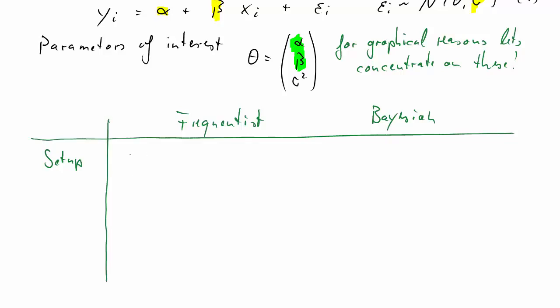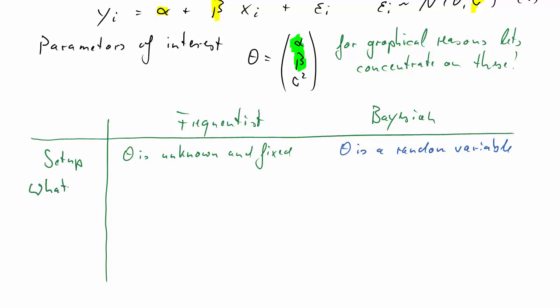Firstly the setup, and that's very important. A frequentist would basically say, all right, I'm interested in that theta, and the theta is unknown, but it is fixed. There's one true value for the alpha, the beta and the sigma squared. A Bayesian, however, would say that theta is a random variable. So it doesn't make sense to only talk about one true fixed value of theta. There are many values of theta that would be possible.